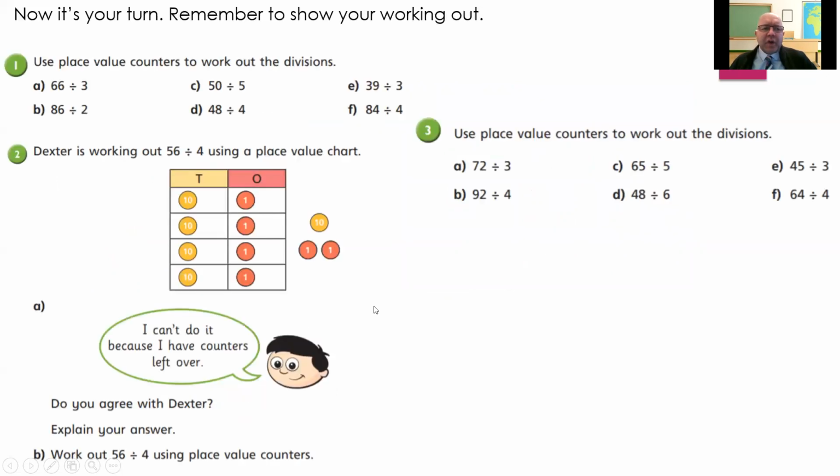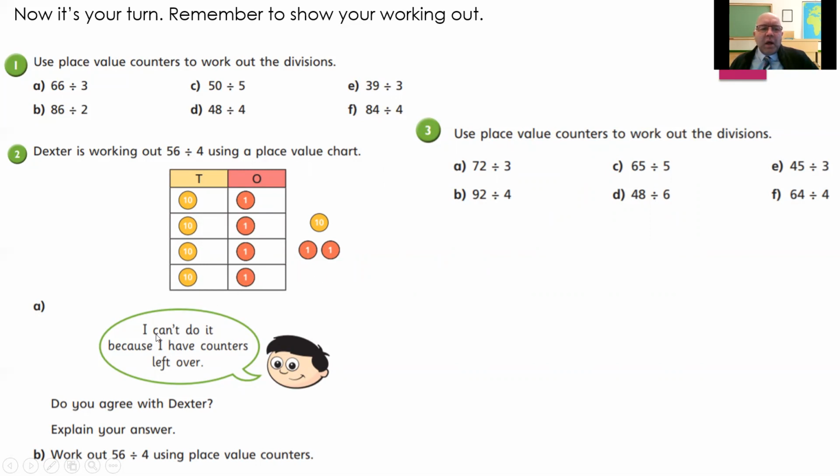Right, time for you to have a go. Try with the place counters or similar dots to work out these divisions. 66 divided by 3, 86 divided by 2, 50 divided by 5, 48 divided by 4, 39 divided by 3, 84 divided by 4. And then question 2, Dexter's working out 56 divided by 4 using this place value chart.